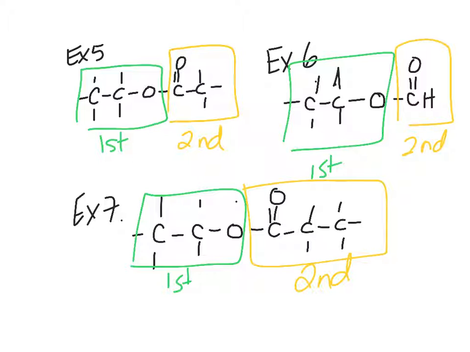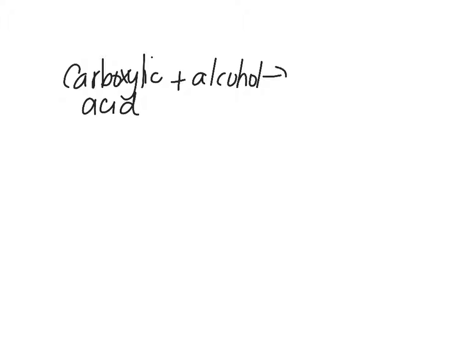Okay, so the general reaction for the formation of an ester. Okay, general formula. Carboxylic acid plus alcohol makes an ester plus H2O. So that's the general reaction for an ester. So it says write out the esterification reaction of ethanol and methanoic acid.